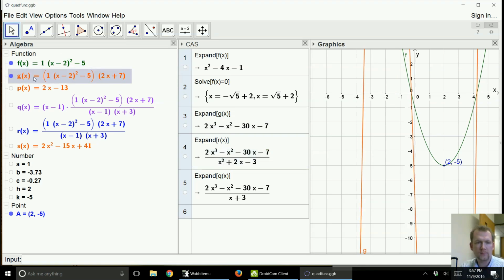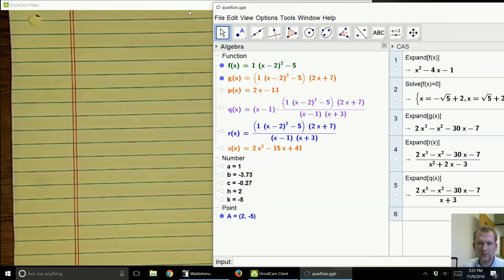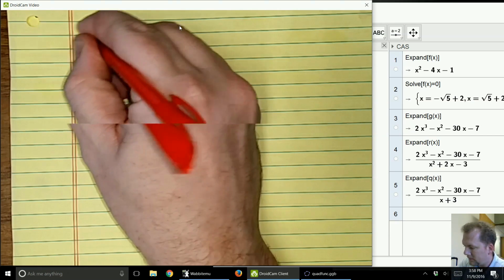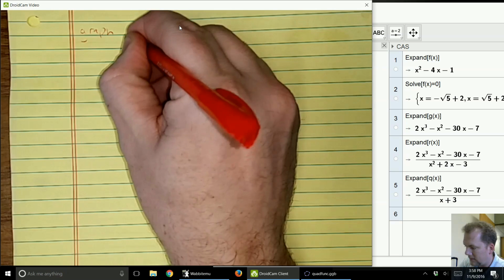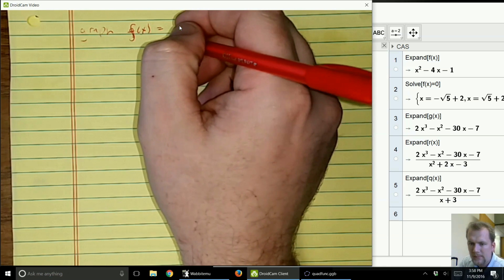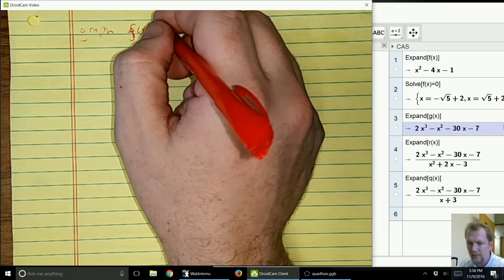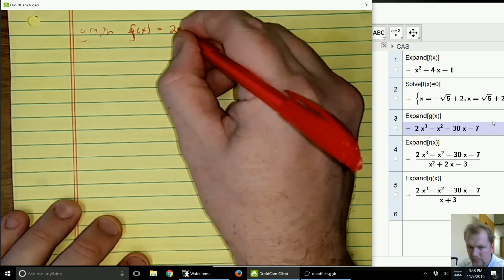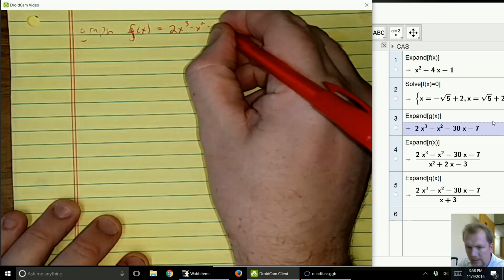All right. So G is the cubic that we're interested in, and this is the expanded form of it. This is what I'm going to write down. Graph G of x, I'll call it f of x in this case. F of x is 2x to the third minus x squared minus 30x minus 7.